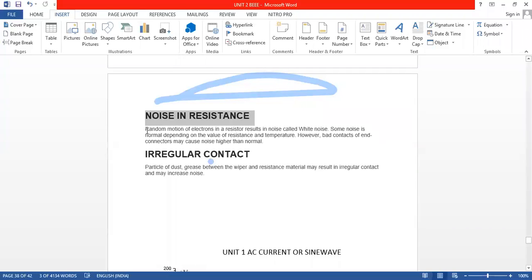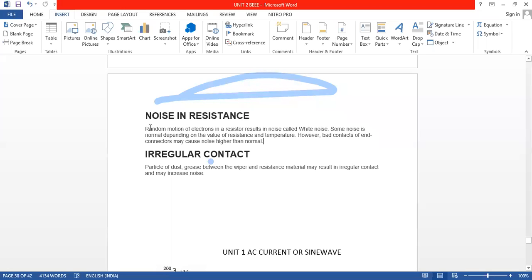Therefore, random movement or random motion of electrons in a resistor results in noise. Understood, all of you? What noise in electronics means is that whenever the electrons are moving in random directions, they interact with each other. As a result, noise is created. So noise is nothing but a disturbance. When noise is created, uniform movement of electrons will not happen, so the current value decreases. This is one of the faults.